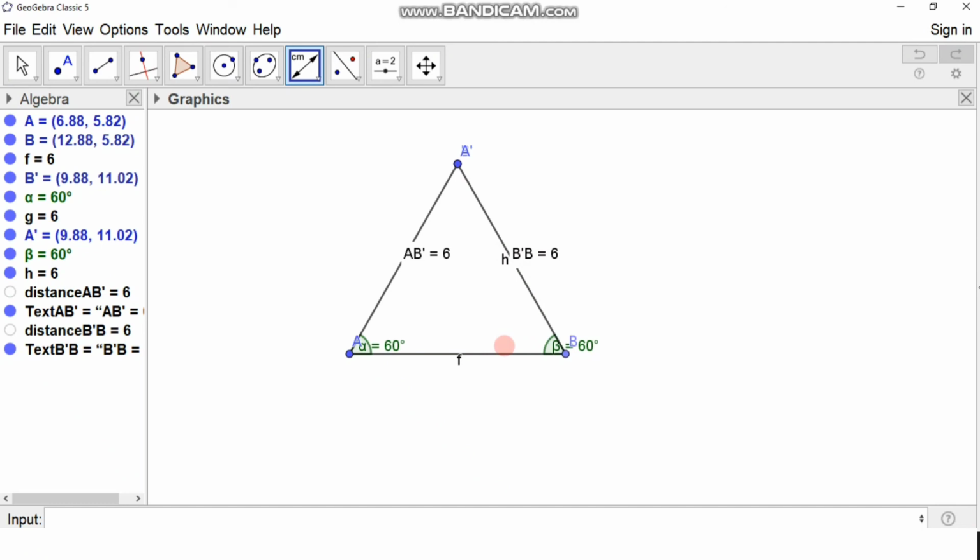So by the converse of the isosceles triangle theorem, I have stated earlier that if two angles are congruent, then the sides opposite to them are also congruent. Two angles of this triangle are congruent, and we have verified here that the sides opposite to them are also congruent. So this is the verification of the converse of the isosceles triangle theorem. Hope you understand this concept.